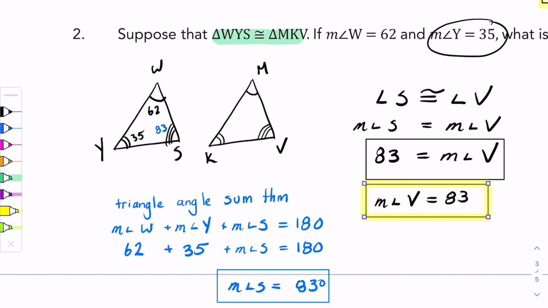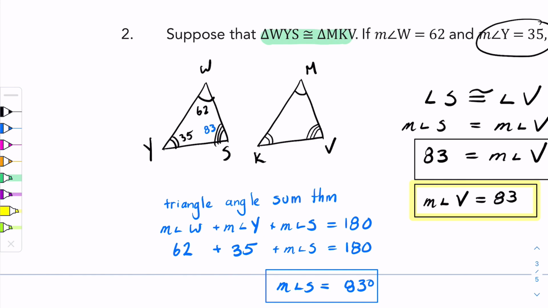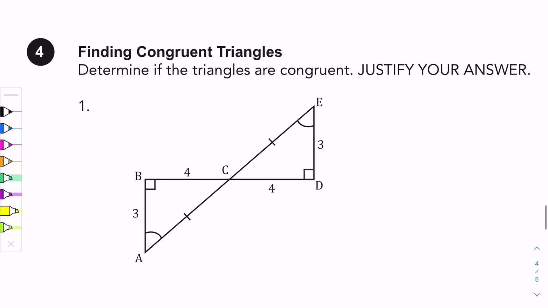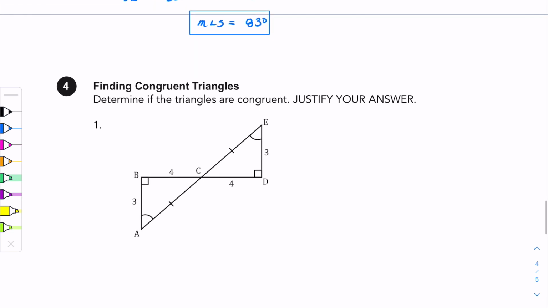And again, I think that it is helpful to draw a model. I would most likely do that on a problem like this. And for the last example set, we are finding congruent triangles. So we are determining if the triangles are congruent. If so, we need to justify our answer. So if these triangles are congruent, that means all corresponding sides and all corresponding angles must be equal.